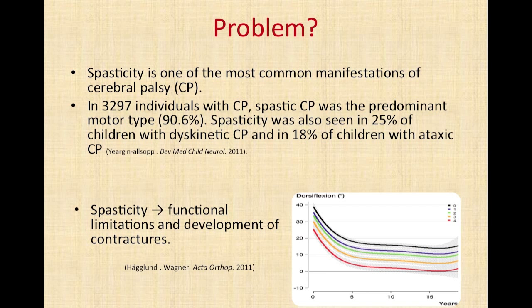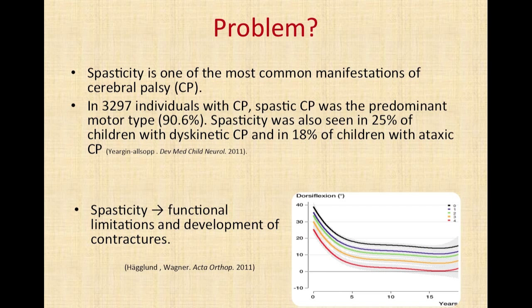In a study that was conducted on 97 individuals with CP, spastic CP was the predominant motor type, accounting for 90.6% of the cases, and spasticity also was seen as a secondary motor type in 25% of children with dyskinetic CP, and in 18% of children with ataxic CP.